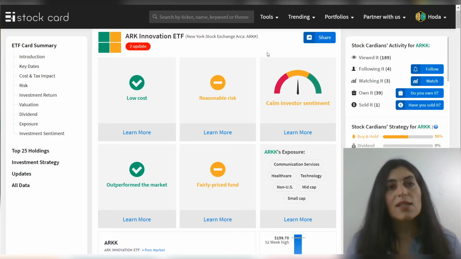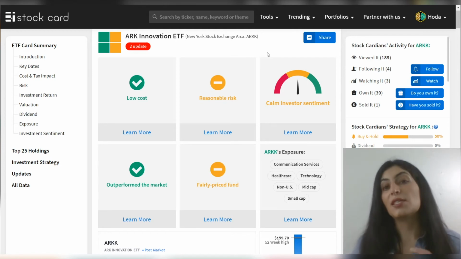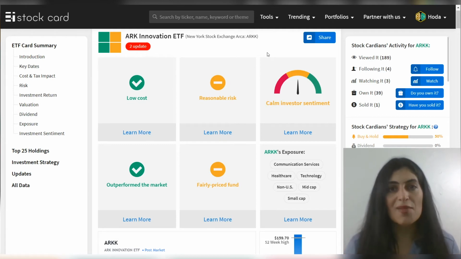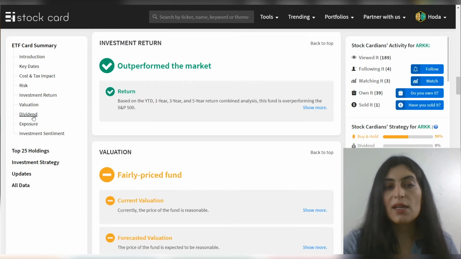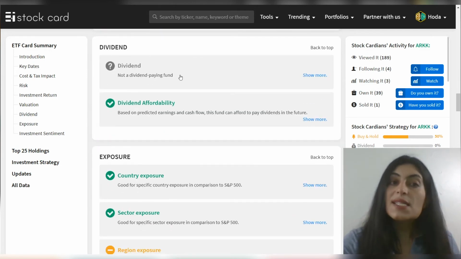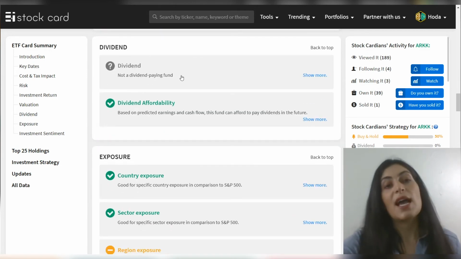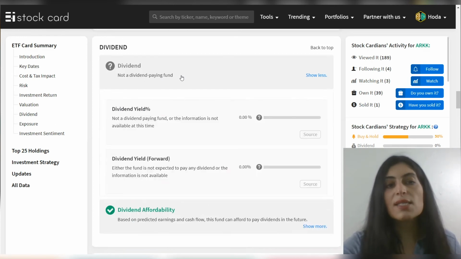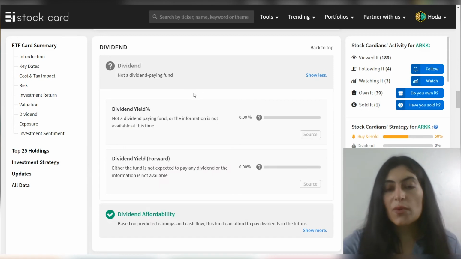We always ask internally in Stock Card, when Shama and I were doing research on ETF cards, we always asked ourselves, what is that ETF good for? What is it good for? And that's why we added these two sections, dividend and exposure. Dividend, if you click on it, it tells you whether the fund, the ETF, is a good dividend paying fund or not. Is it good for dividend? So in the case of ARK, it's not, because there's no yield, there's no forward yield.